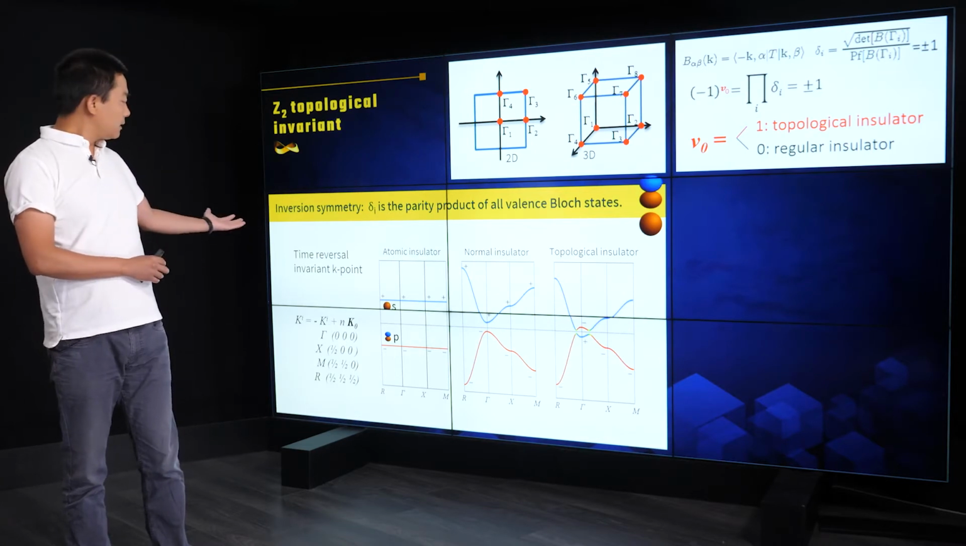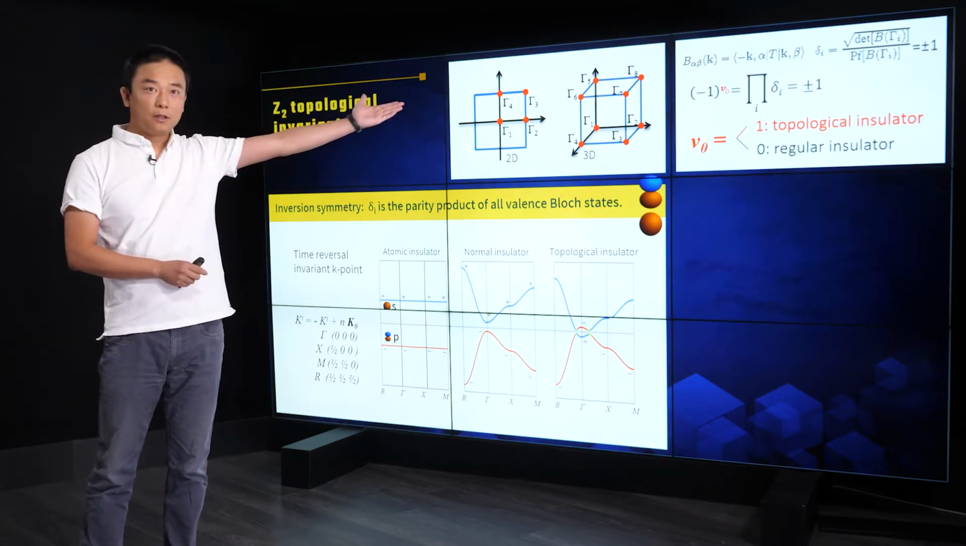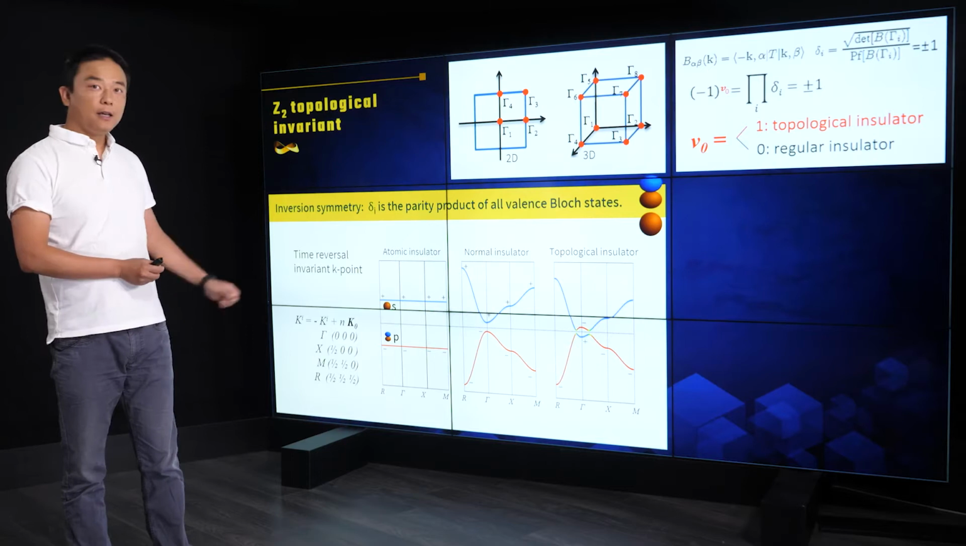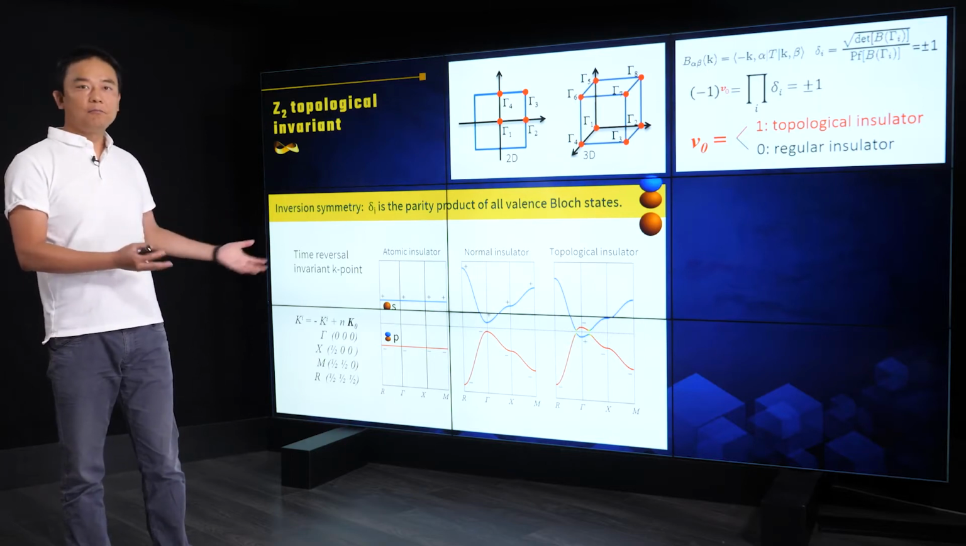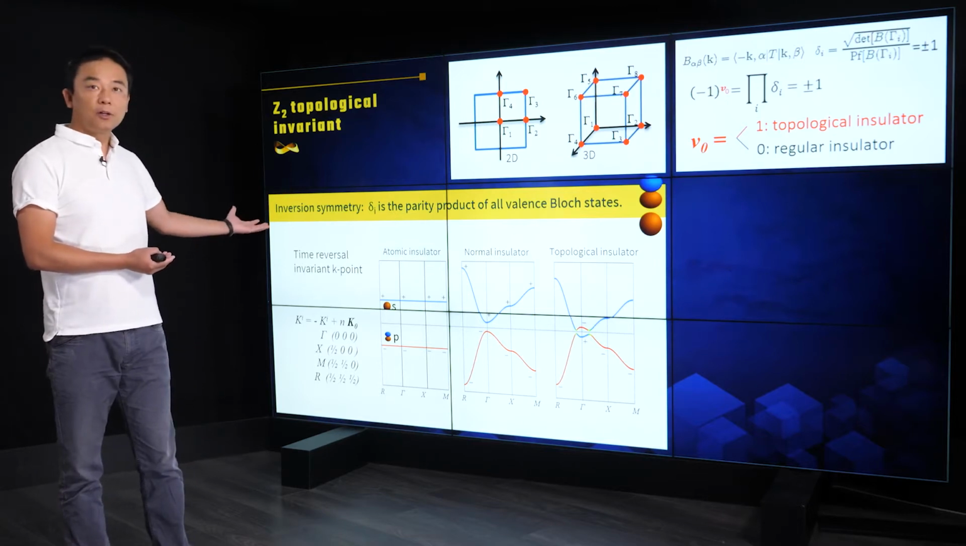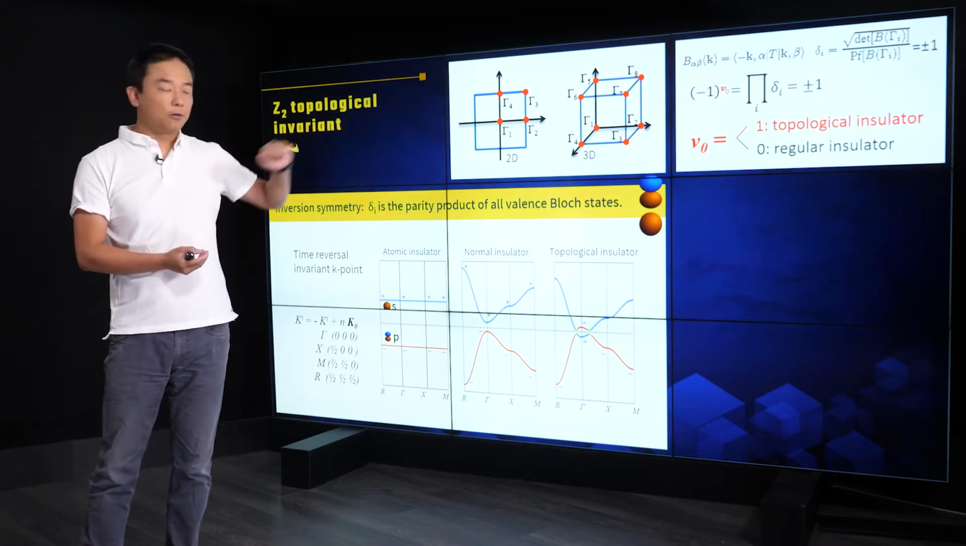In this case, let's follow this formula. We multiply all these parities for the occupied bands, the bands below the Fermi energy. Actually we have 8 minus signs. Whatever, 8 minus, the product is plus. We get a trivial topological invariant, right? We get mu 0 equal to 0.